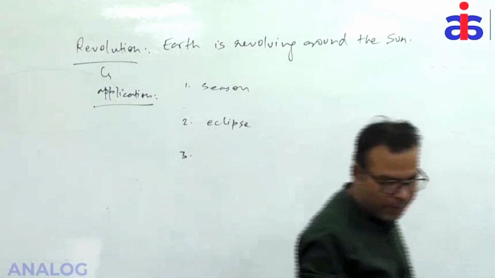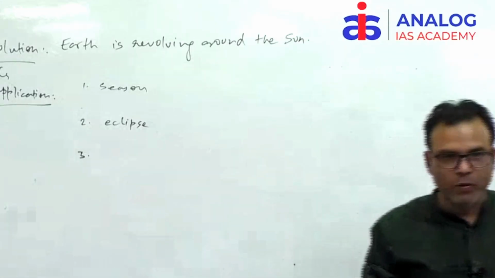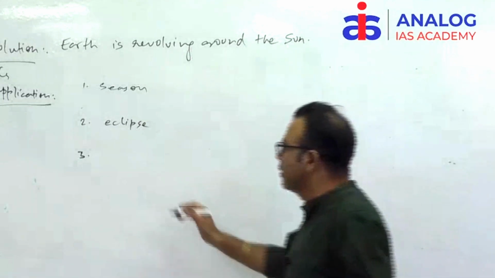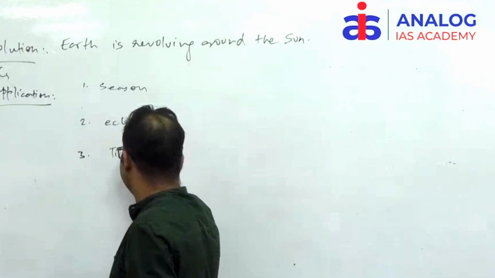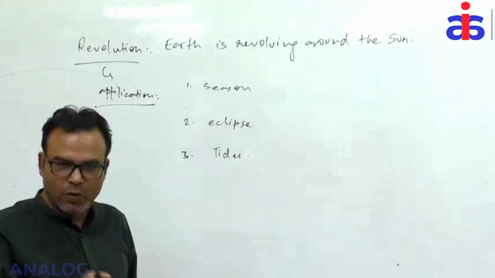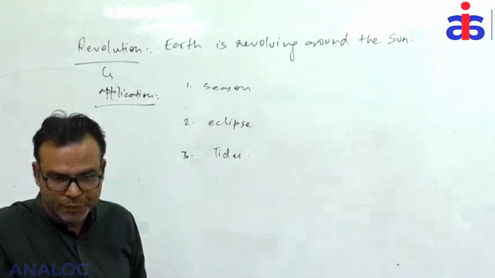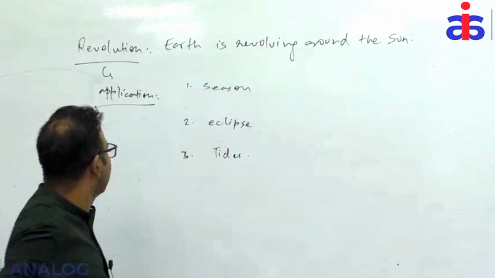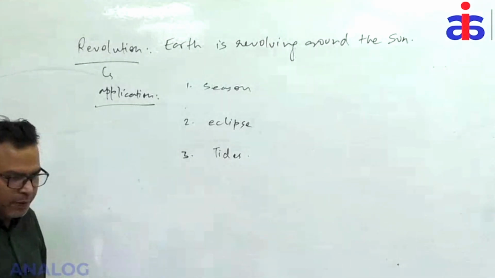Role will be there in eclipse formations. You know, two types of lunar eclipse and solar eclipse, and tides. So the moon, earth, tides may be, their little role has been there. Tide formations, oceanic tides. Okay. Rest has not much importance.